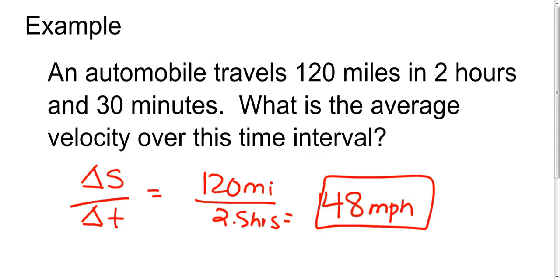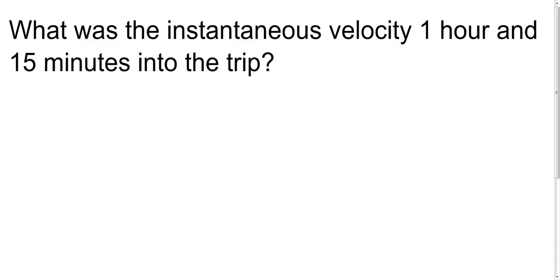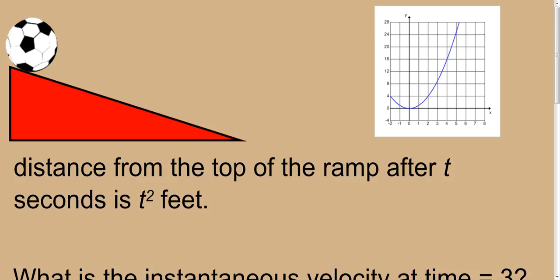So this little method does not help us find what was the car's speed 1 hour into the trip, or what was the car's speed 30 minutes into the trip. This method does not help us do that. And so the next question is, what was the instantaneous velocity 1 hour and 15 minutes into the trip? That's asking if I can figure out the speed of the car 1 hour and 15 minutes into the trip. The method that I used is not going to work to do that. So we're going to look at this long battle of how to answer that question, and this is kind of the root of how calculus was started.